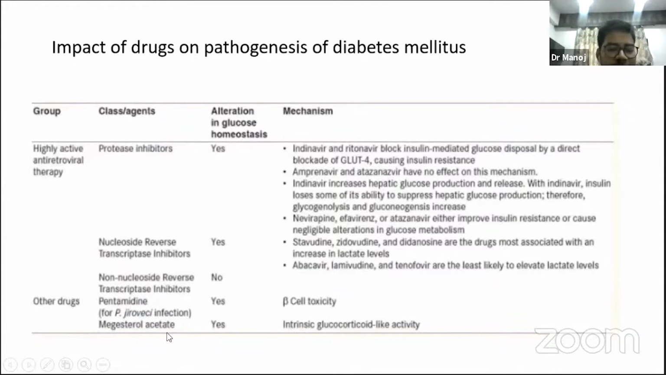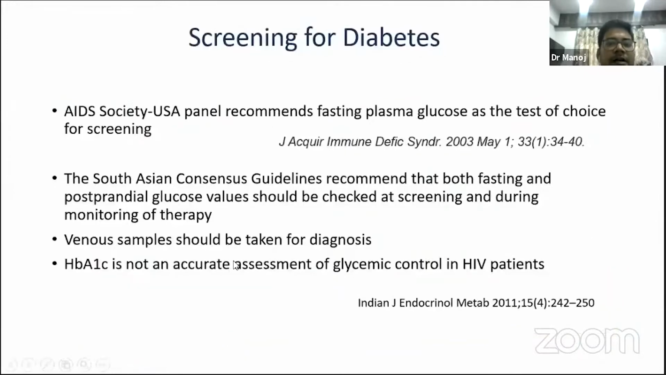Then we have megestrol acetate, which has intrinsic glucocorticoid activity and can lead to alteration in glucose homeostasis. Now, how will we screen the patient for diabetes?